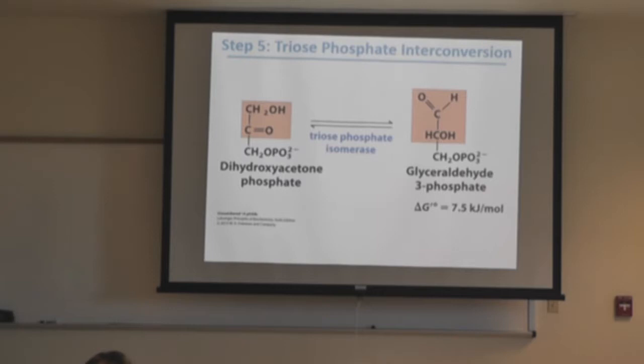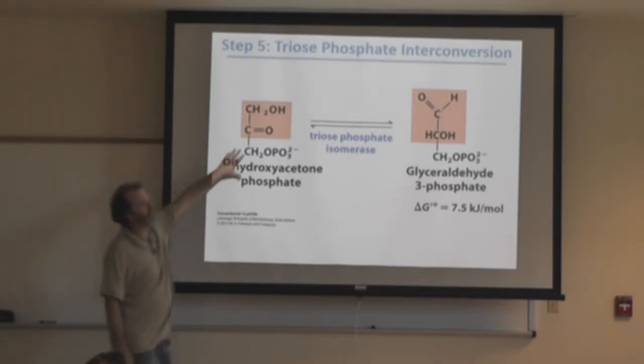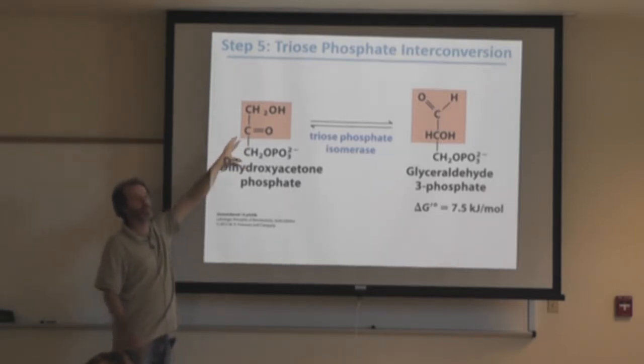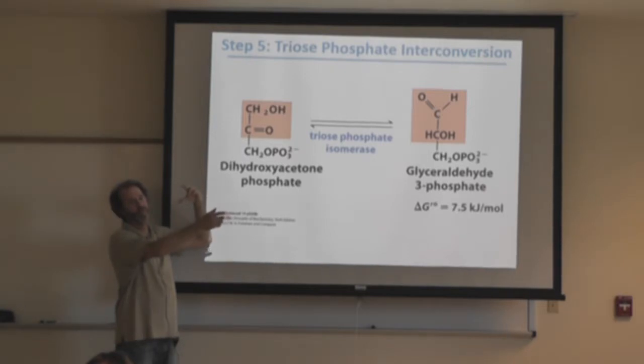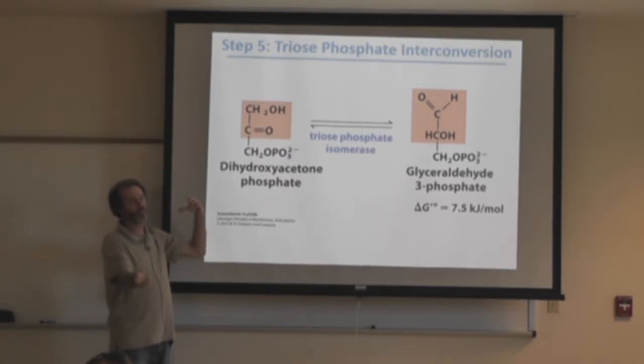So triose phosphate isomerase. This is basically the same reaction with different substrates and products as the hexose phosphate isomerase reaction. So do you know the intermediate? Anybody?